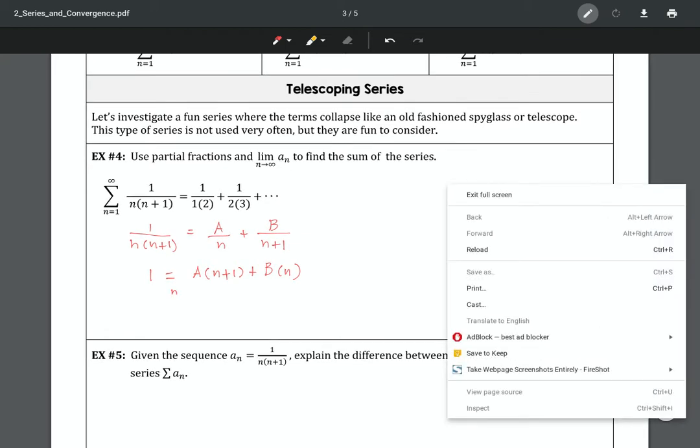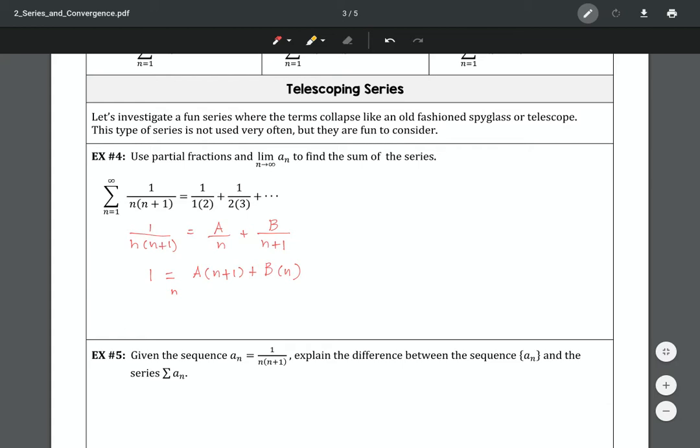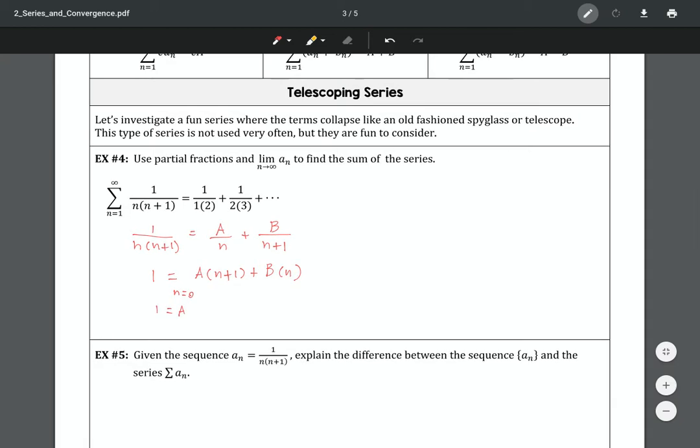For example, if I pick 0, right? Why am I picking 0? Because if I plug in 0 for n, b will be completely eliminated, and I would end up with a times 0 plus 1, which is just a. So a is 1. And on this side, if I pick n is equal to -1, now why am I picking -1? Because that's going to eliminate the a value. Okay, so that would give me 1 is equal to b times -1, or b is equal to -1.